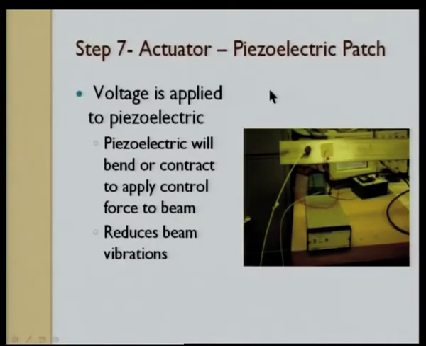Finally, after preliminarily cleaning up all the signal, the voltage is applied to the piezoelectric actuator, which is shown here. The piezoelectric actuator will bend or contract to apply the control force on the beam. Then we can clearly see there is a reduction in the vibration levels, where the beam is vibrating due to the applied force.